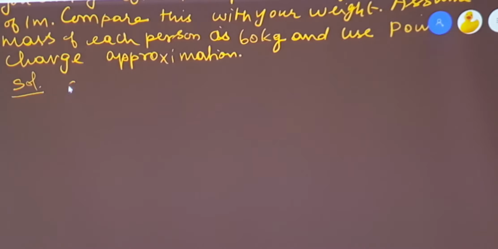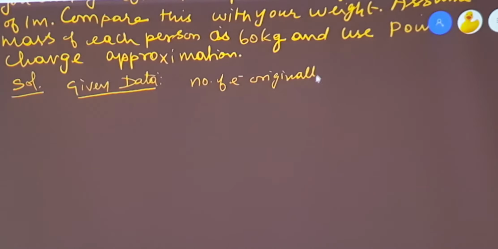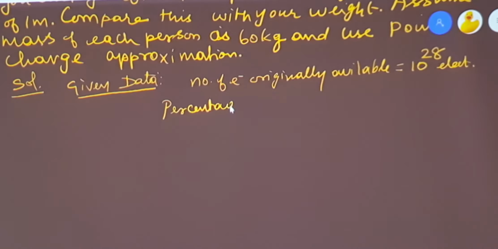So in the solution, let us write the given data. What are the given data? First of all, the number of electrons originally available in a human body. How much? It is given as 10 power 28 electrons. The next one, the percentage of electrons lost. How much percentage lost? 1%. Then you can say like this: 1 divided by 100.